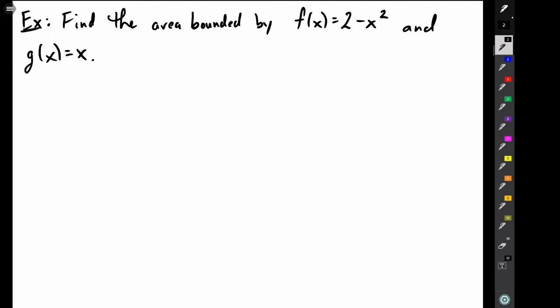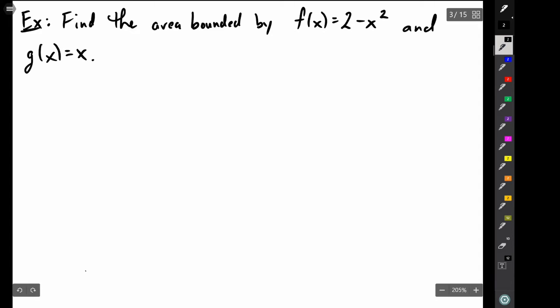All right, so let's look at another more interesting example of finding area between two curves. Here we want to find the area bounded by the graphs of these two functions. First things first, whenever you're doing a problem like this, you want to graph the situation, see what's really going on here. So let's go ahead and graph that.